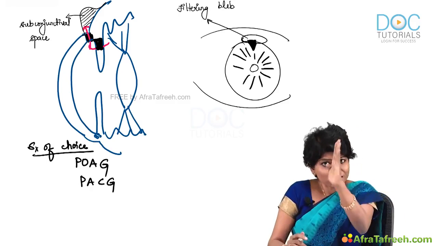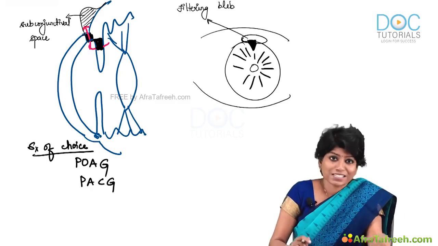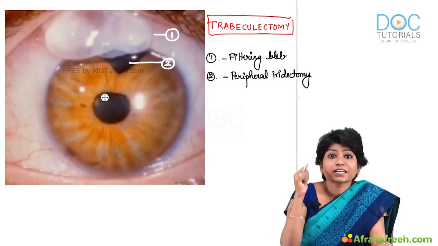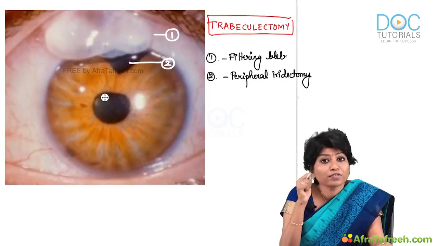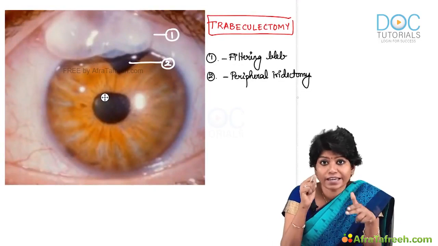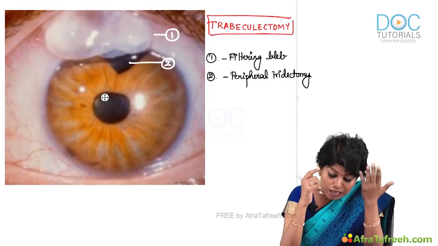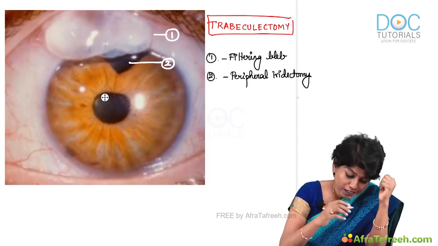So, when I take a cross section at that area, you will see that the iris is missing, alright. That is exactly what you are seeing in this picture. You are seeing a peripheral iridectomy. This is a surgical iridectomy, which is different from a laser iridotomy, okay. So, you are seeing a filtering bleb and a peripheral iridectomy.